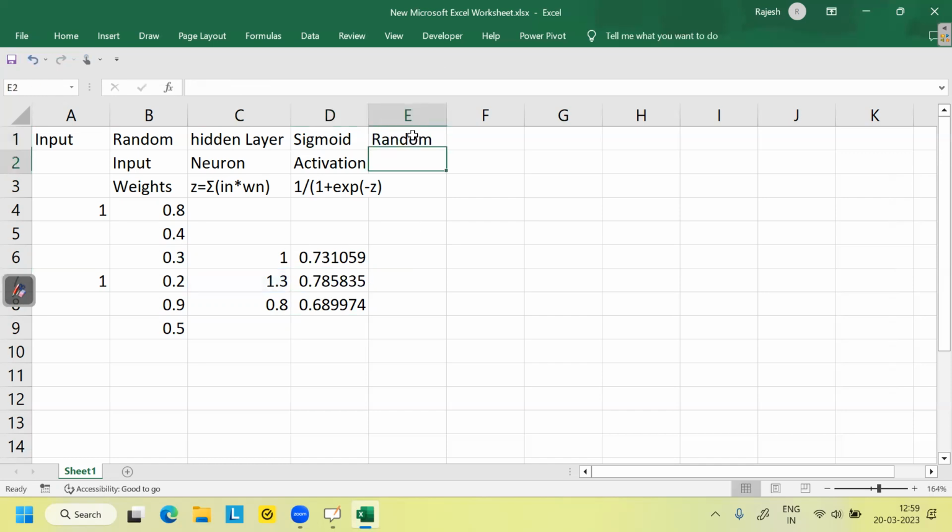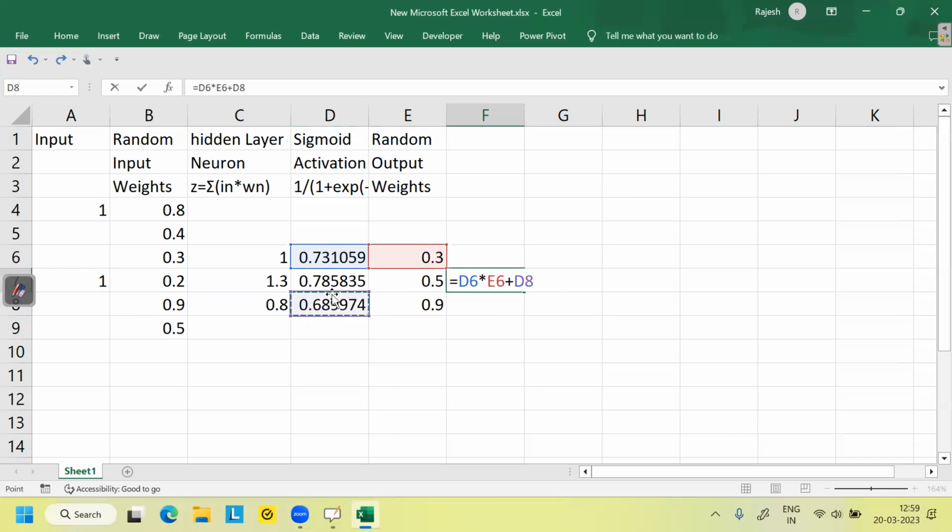Random output weights: 0.3, 0.5, 0.9. Along with input weights, you will get output weights also. Is equal to 0.3759 into 0.3 plus 0.78 into 0.5, 0.68 into 0.9.